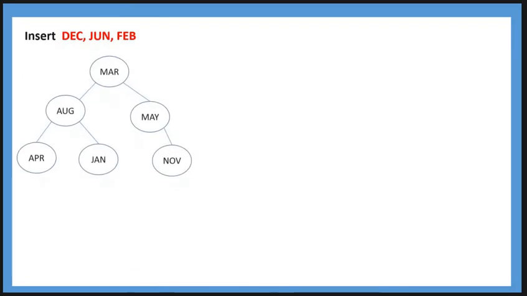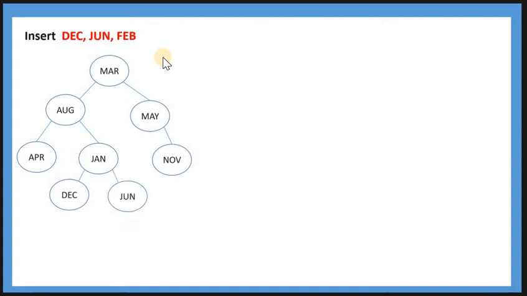December, then June and then Feb. After inserting December, no change in the balance factor. After inserting June, it remains balanced, and even after Feb, now we'll see. After inserting Feb, whether the balance factor is updated or not. Let us see June, then Feb.